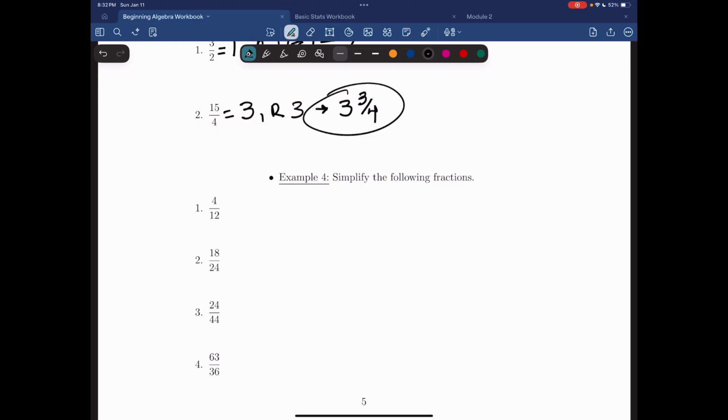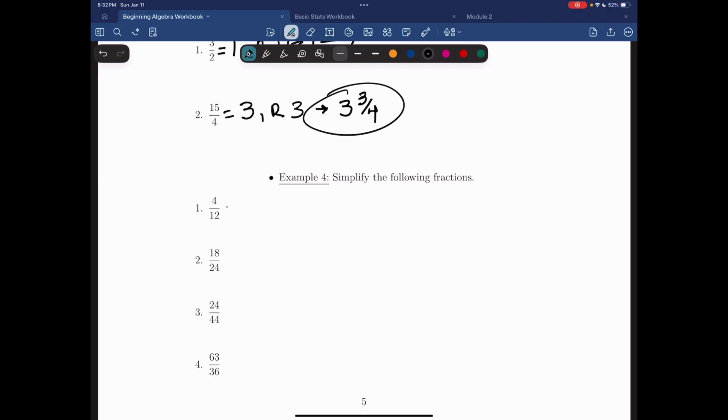Alright, so for example 4, we're going to start to look into how to simplify fractions. Now, in simplifying fractions, you have to ask yourself the question, can I divide both the numerator and denominator by a common value? And if you can't, then the fraction's fully simplified. There's nothing else that you can do. But if there's a common value that you can divide both the numerator and denominator by, then the fraction is not simplified and you need to simplify it more.